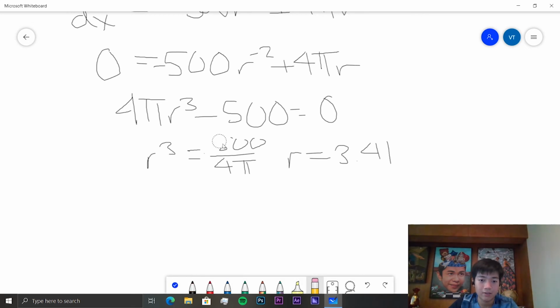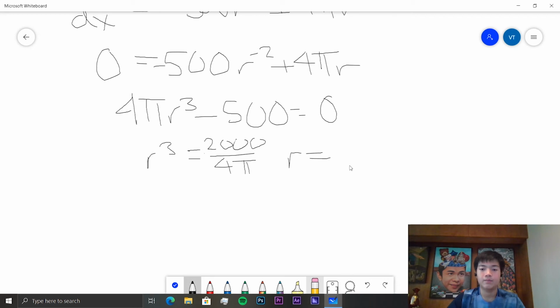So we get r cubed is equal to 2000 over 4 pi, and that's equal to 159. So if we get the cube root of that, we get a more reasonable answer, which is 5.42.